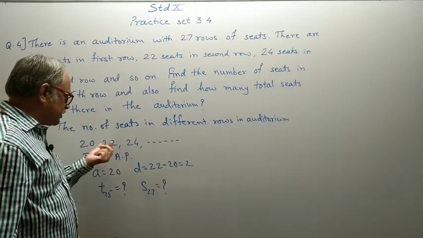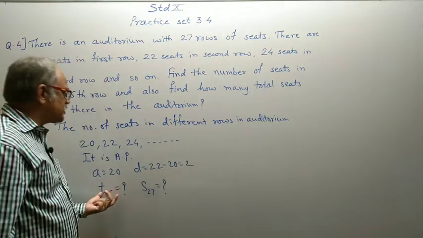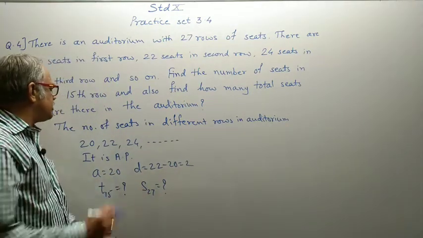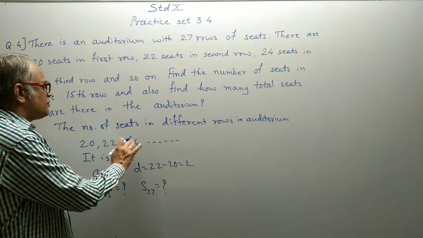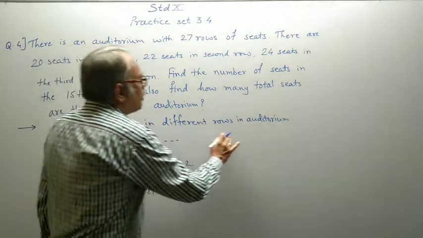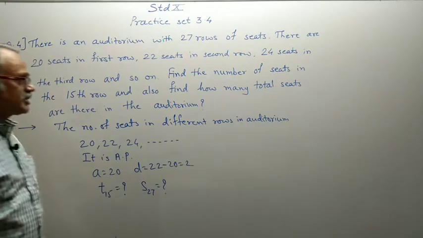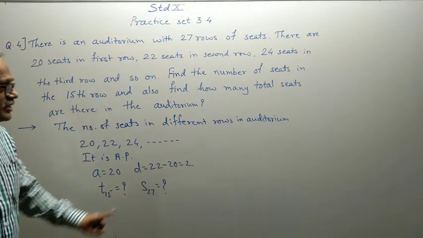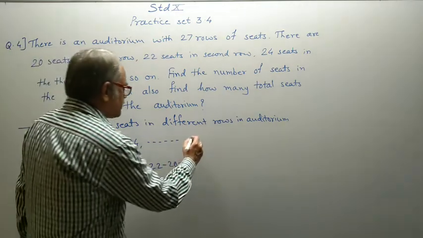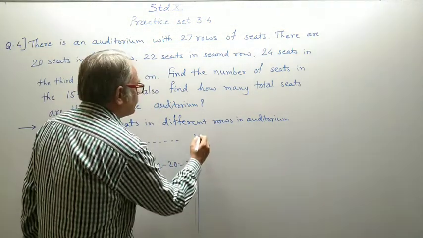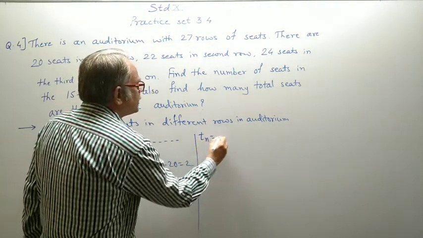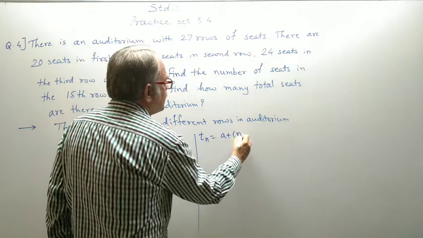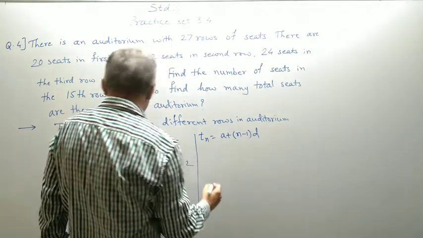Seats in first row, second row, third row. Seats in 15th row is T15. And S27 means 20 plus 22 plus 24, like that, for 27 terms addition, S27. Two questions are asked. Tn also, Sn also we have to use. So first I am using Tn. Tn is equal to A plus n minus 1 into D.